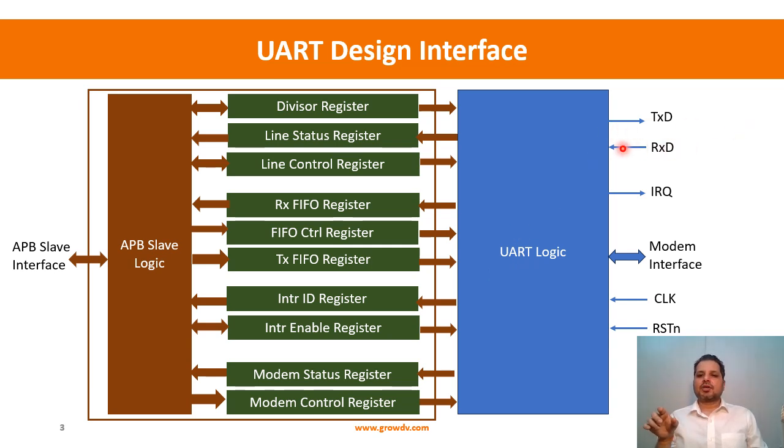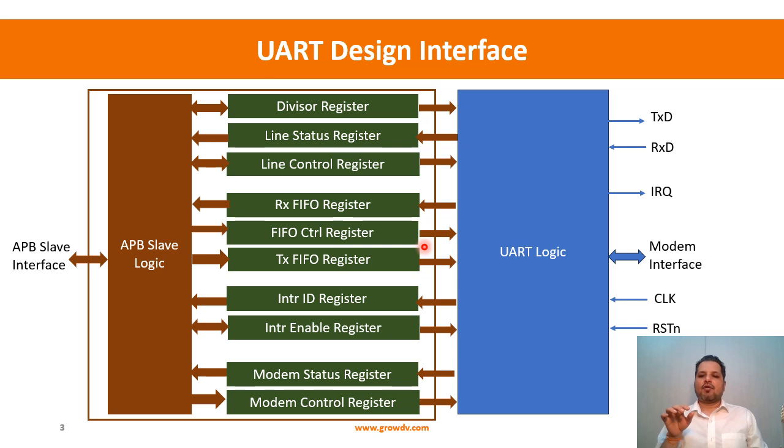And whatever comes in on the RXD pin is converted into parallel according to what we have configured in the line control register, and then the received data is written into the RX FIFO and it is mapped to one of the register addresses in the APB slave logic space, and that is read from the APB slave interface. That particular address will be read. Whenever the read comes, it will read the word that is present in the RX FIFO.